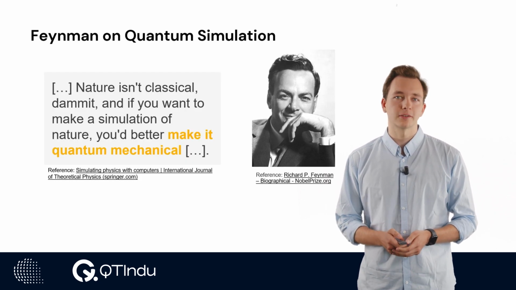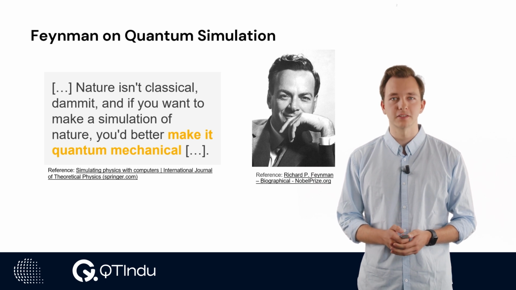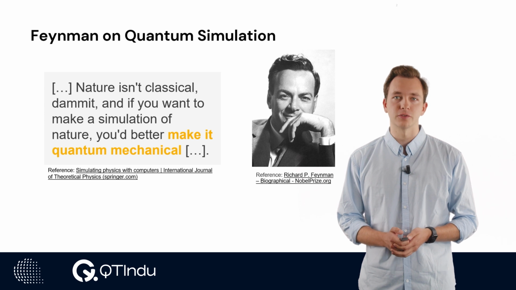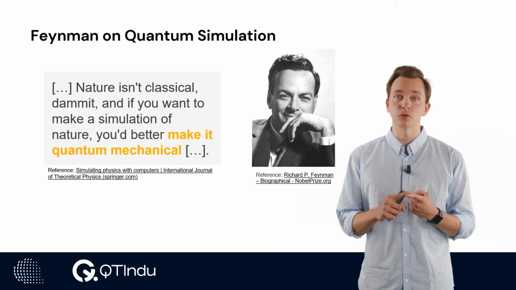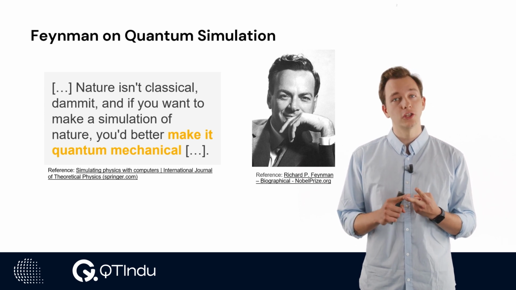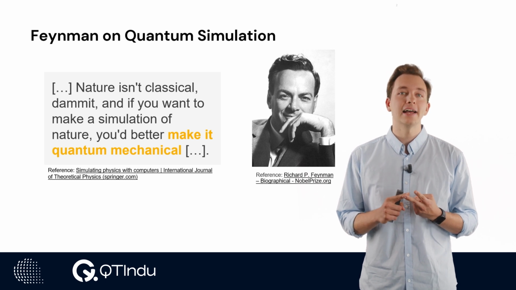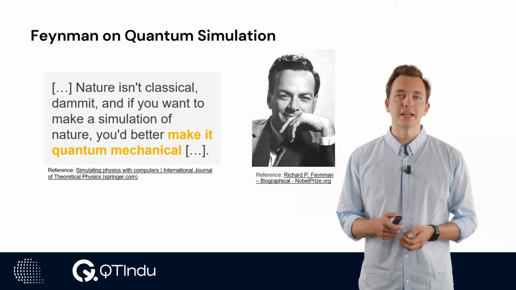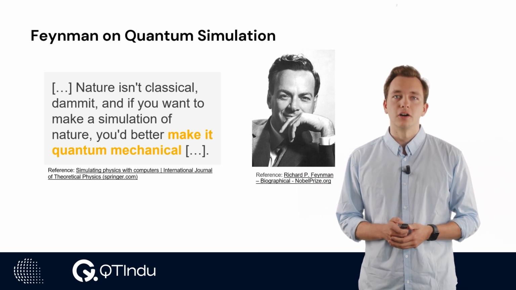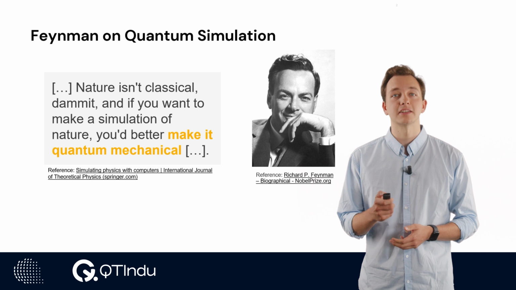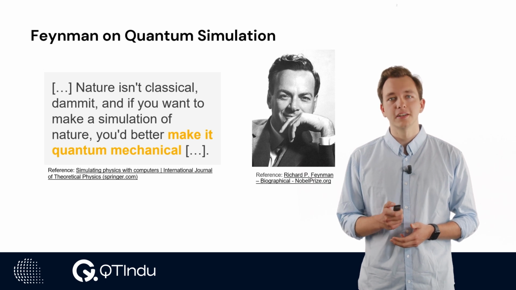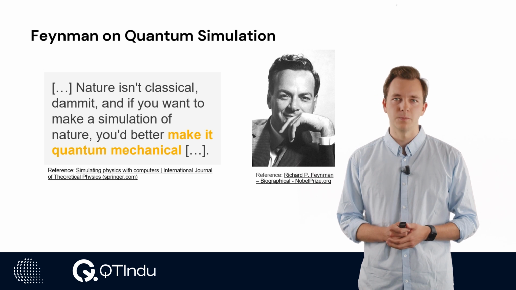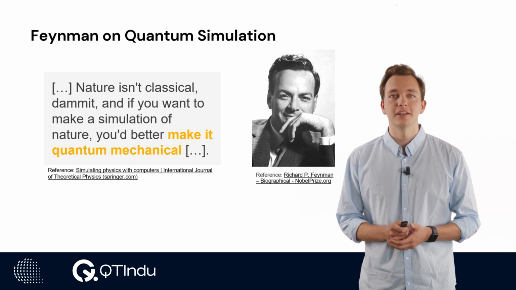Before we jump into technical aspects, I would like to quote the theoretical physicist Richard Feynman. Feynman is known for many advances in the modern era of theoretical physics, but especially for the path integral formulation of quantum mechanics, the theory of quantum electrodynamics, and he is also credited with pioneering the field of quantum computing. In 1981, he gave a keynote speech on simulating physics with computers, where he emphasized the following. Nature isn't classical, and if you want to make a simulation of nature, you'd better make it quantum mechanical. With this in mind, let us start.